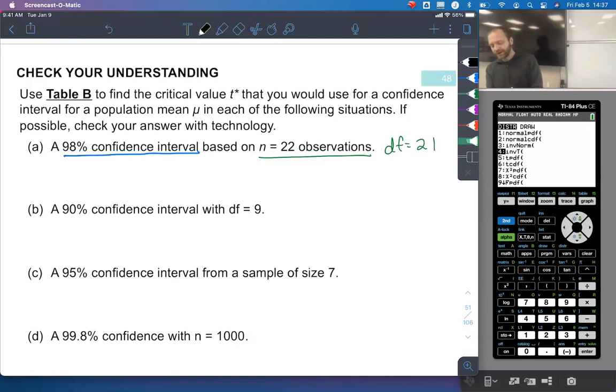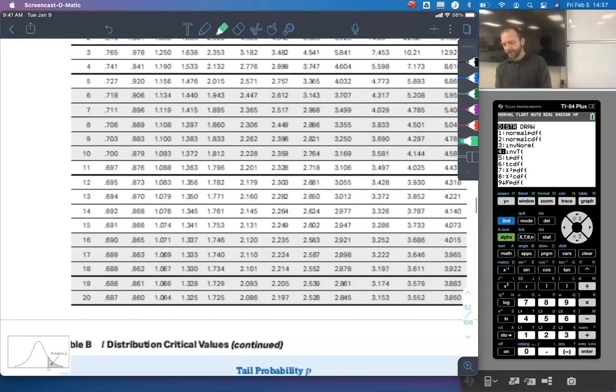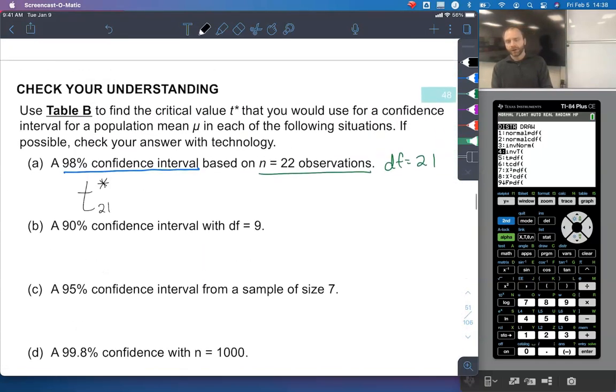And so really what I'm doing is I'm finding the t star value based off of a degrees of freedom of 21. Remember, I need to specify the degrees of freedom. You have to always specify the degrees of freedom because that has a specific shape to it. And so what I'm going to do is go to my table B, and I have a degrees of freedom of 21, and I have a 98% confidence level. And right away I can see 2.518. And so that is the t star critical value there. The degrees of freedom of 21, I'm at the 98% confidence level, I find where they intersect, and I get 2.518.